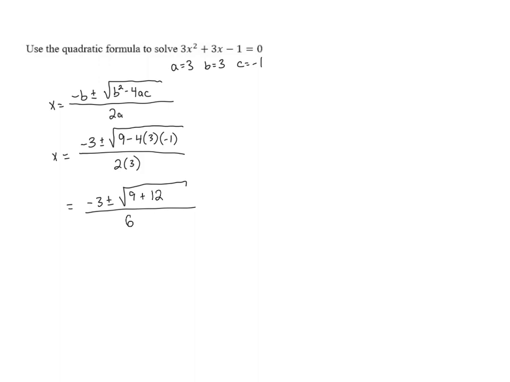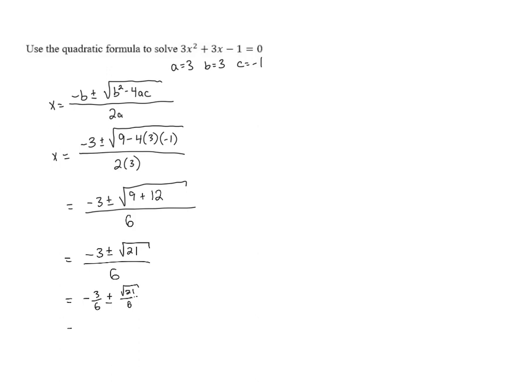Now lastly, under that square root, we can add 9 and 12. And 9 plus 12 is 21. So we end up with negative 3 plus or minus the square root of 21 all over 6. And we're going to split this up into two fractions so that we can reduce. We've got negative 3/6 plus or minus the square root of 21 over 6.